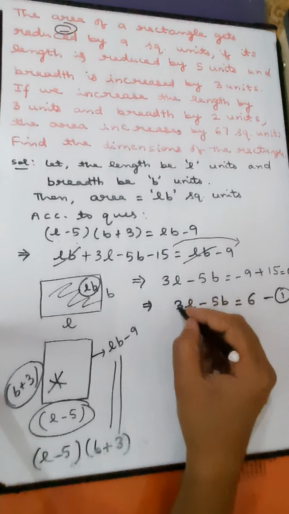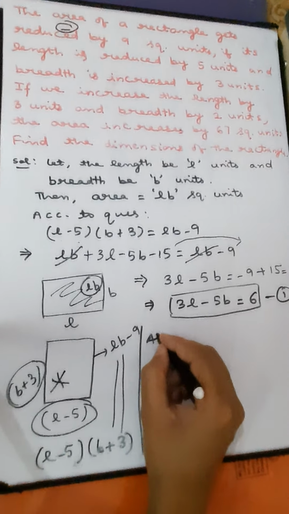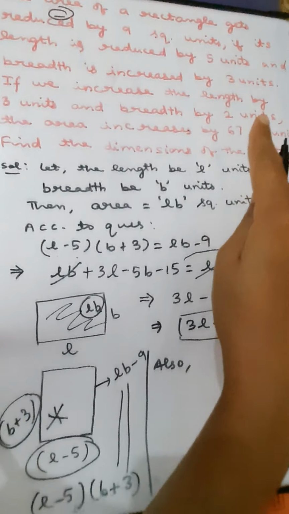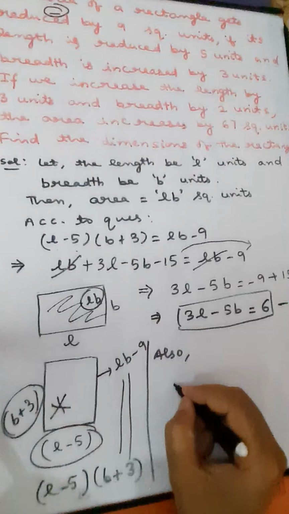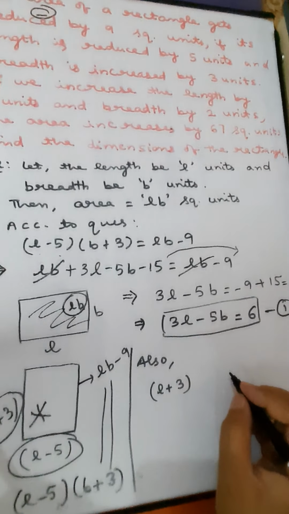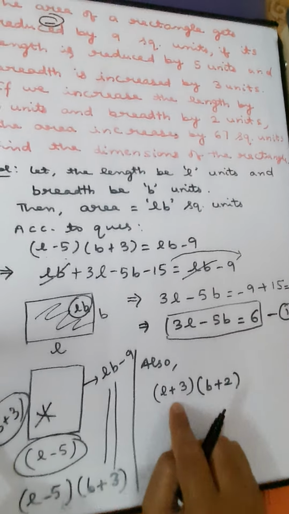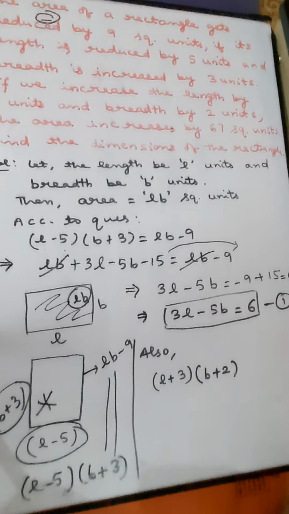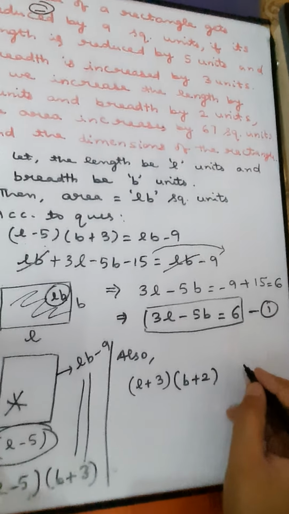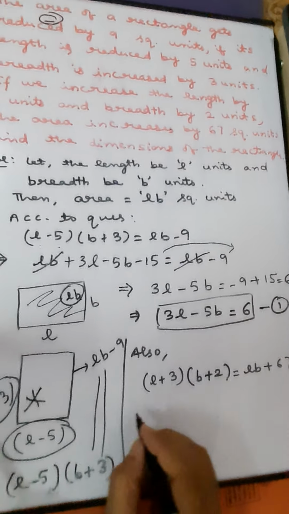So this is our first equation, beta. Right? Also, according to the question, what is the second condition? If we increase the length by 3, so now L becomes L plus 3, and breadth by 2, breadth is also increased. Obviously, when both the things are increasing, the area will also be increased, right? And the area is increased by 67 square units. So this will be initial area plus 67.